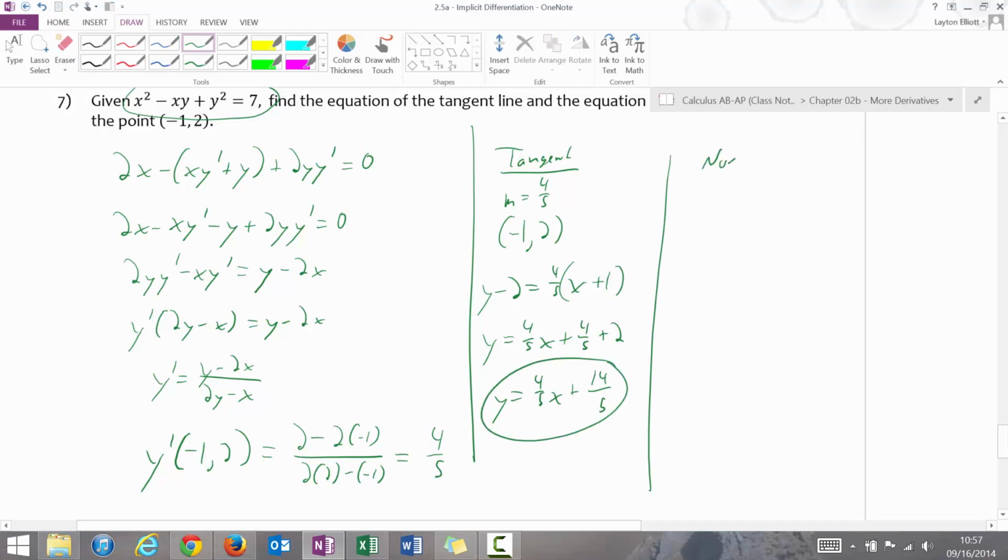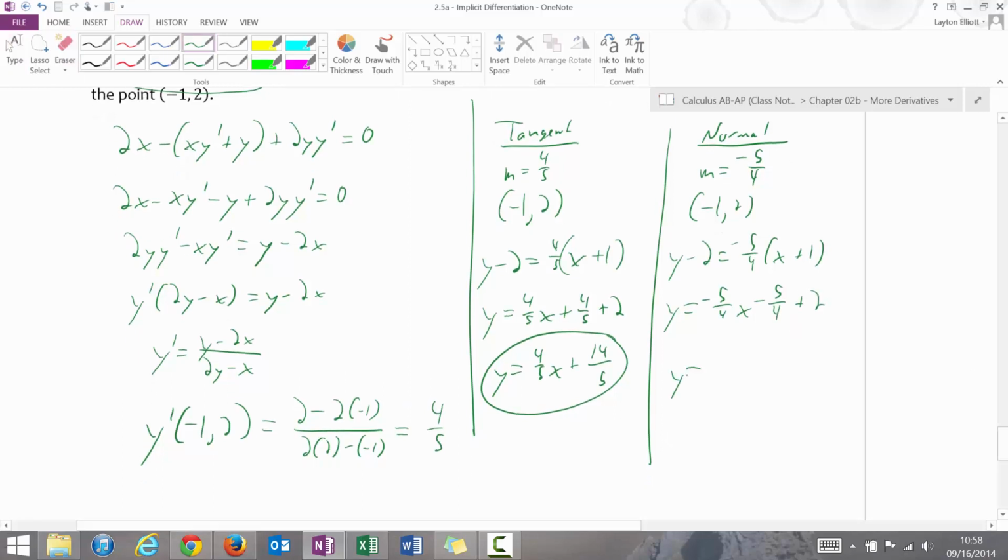And then for the normal line, I want the same point but a different slope. So I'm going to have slope is negative 5/4, point is negative 1, 2, and just go from there. You can kind of pause this and work ahead if you want, save yourself some time, but I'm just going to do it. Y minus 2 is equal to negative 5/4 x plus 1, or y equals negative 5/4 x minus 5/4 plus 2, or y is equal to negative 5/4 x plus 3/4.